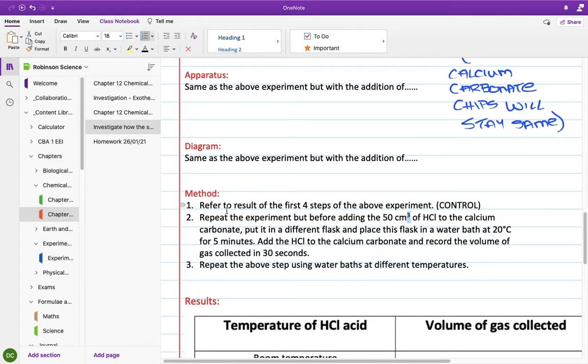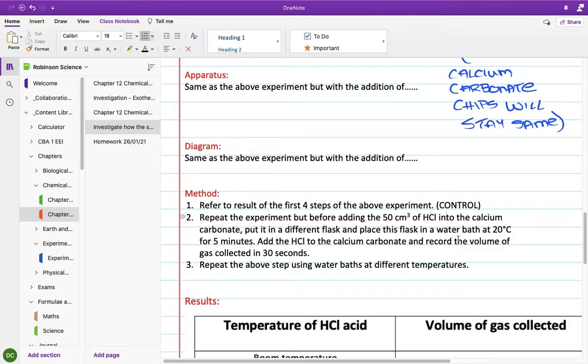Okay, then what you're going to do is the experiment again, but before you put the 50 cm cubed of hydrochloric acid into the calcium carbonate, you're going to put it in a different flask. So you pour the hydrochloric acid into a different conical flask and place the flask in a water bath at 20 degrees Celsius for 5 minutes. So we're introducing that heat energy, we're upping the temperature.